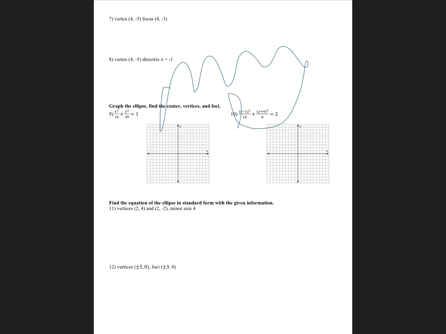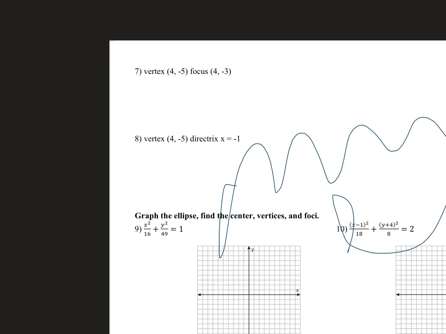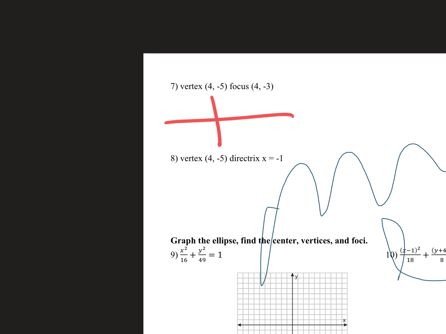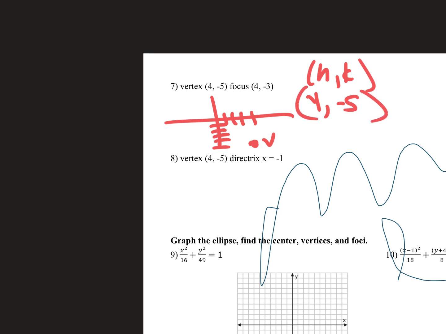Okay, moving along. Again, I think my daughter scribbled a little bit on my document here, so I apologize, but we're going to go ahead and plot our vertex. It's at 4, negative 5. So obviously we're off the origin, but I know my h value and my k value. My h is 4 and my k is negative 5. That's very important information. I also know that my focus is at (4, negative 3).